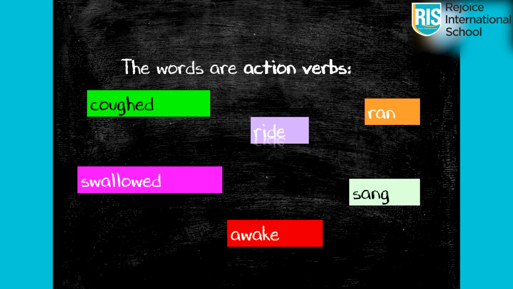We ran fast in the race. What is the action verb over here? Ran. We are performing an action of running. They sang their choir song melodiously. So what action are they performing? They sang. It's in past tense. So they already did the action of singing their choir songs.